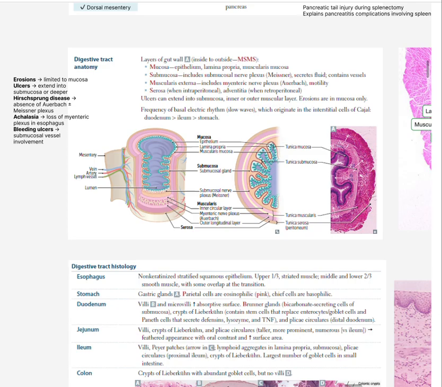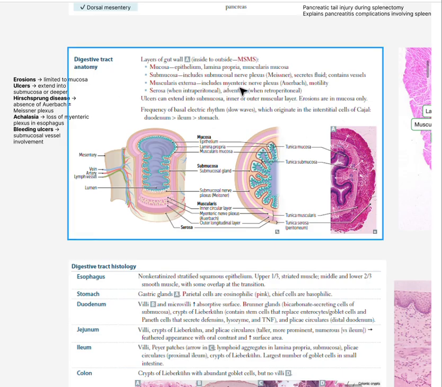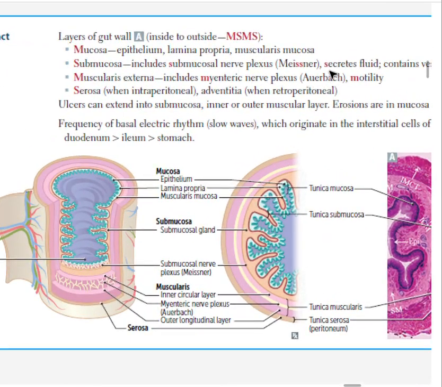So submucosa includes the submucosal nerve plexus, where we have the Meissner's nerve plexus. The submucosa secretes fluid, and this submucosa also contains vessels. And then we have the muscularis externa, which includes the myenteric nerve plexus, also named Auerbach's plexus, and the muscularis externa is part of the motility of the GIT. After which, in the end, we have the serosa.